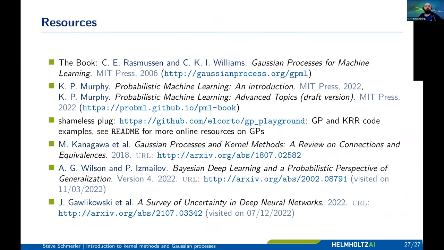Some resources, and then this is my final slide. I really recommend the GP reference book, Rasmussen and Williams, 2006. It's a free PDF. It's the GP reference book. Then there are two also free books from Kevin Murphy about everything machine learning with a slight focus on probabilistic things, but he also covers neural networks and everything. Then I have a little repo on GitHub where I have some example codes for GPs and KRR, and some papers. I think the slides will be available, then you can check them out.